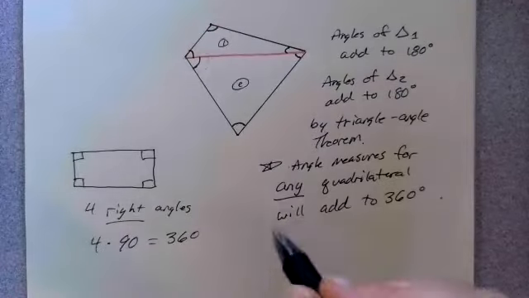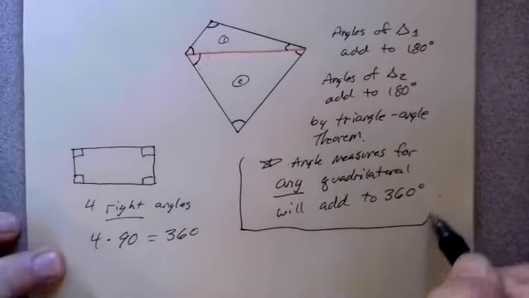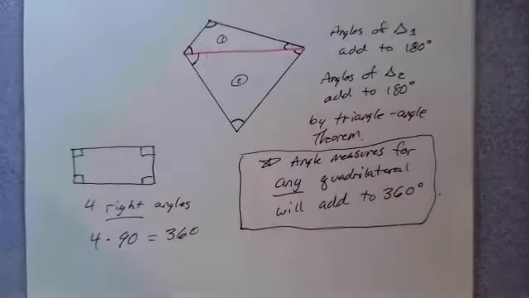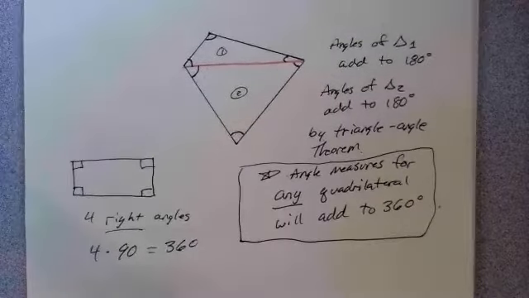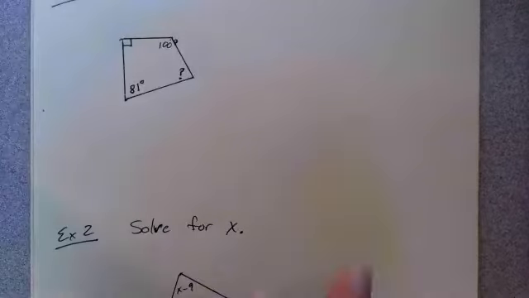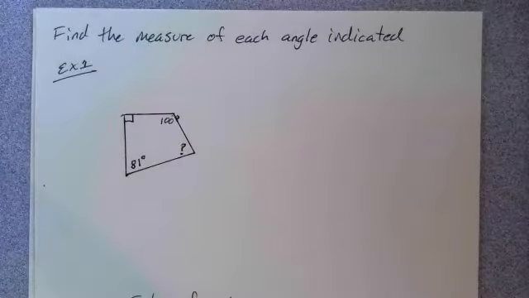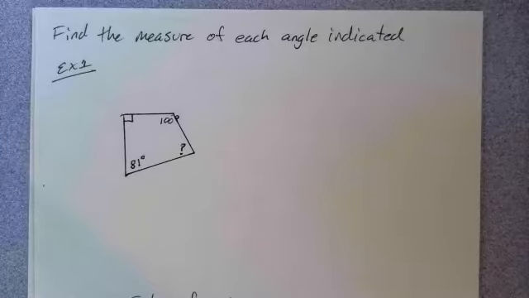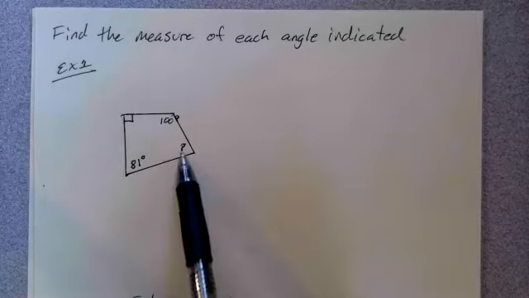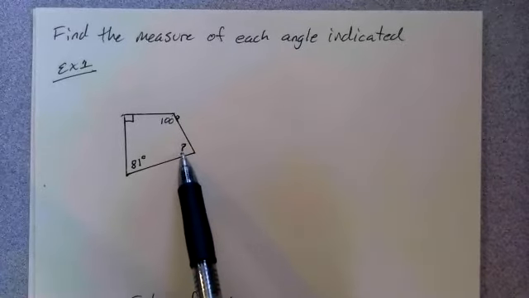All right, so now that we know that, this is our most important thing that we have learned: the angle measures of any quadrilateral are going to add up to 360 degrees. So what does that look like in practice? Well, here it's asking us to find the angle measure of the indicated angle. That would be the question mark right here.